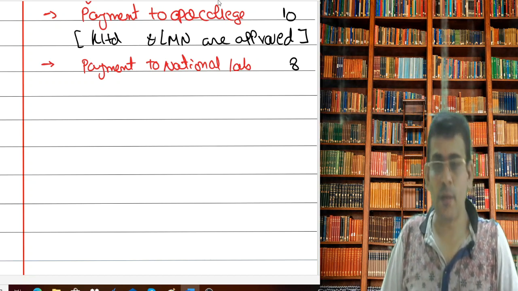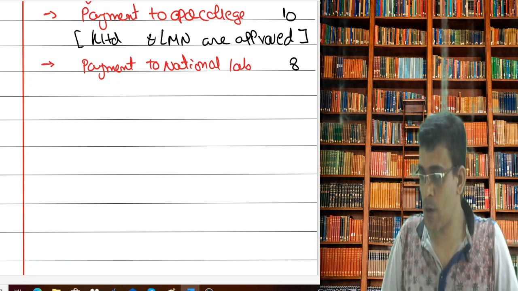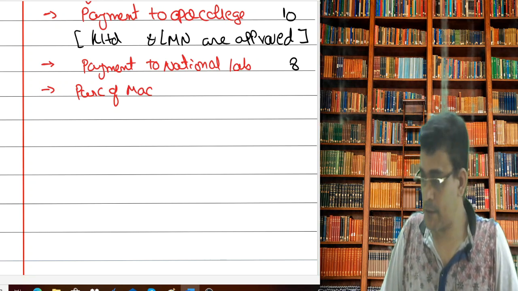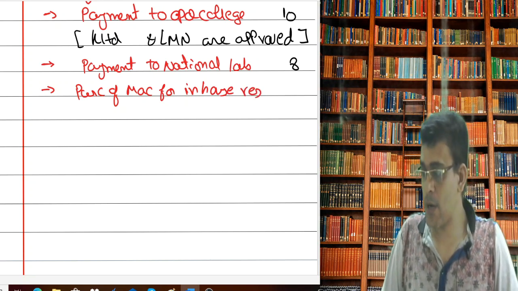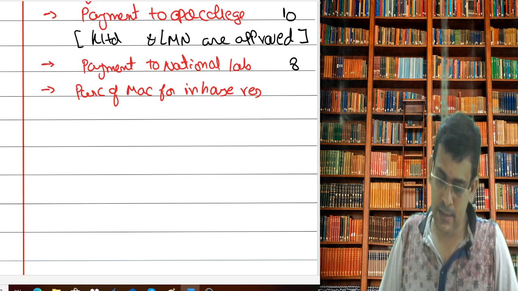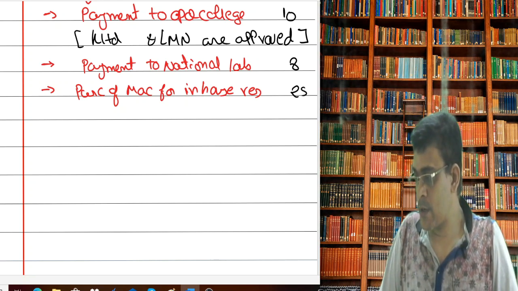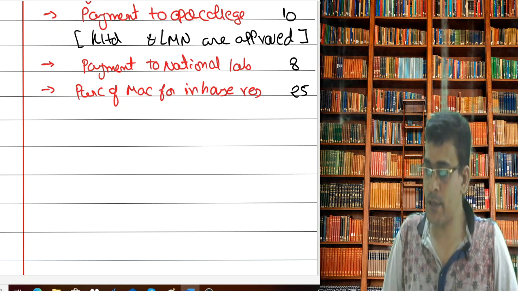Then machinery purchase for in-house research. Purchase of machinery for in-house research. Let us consider the amount being 25 lakhs. So for in-house research, the amount is 25 lakhs.